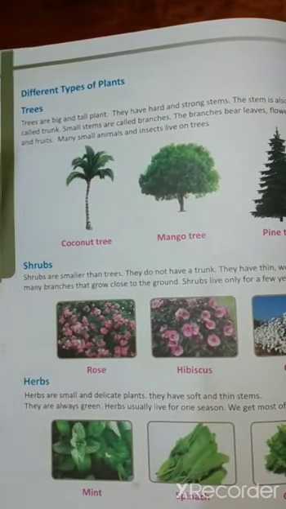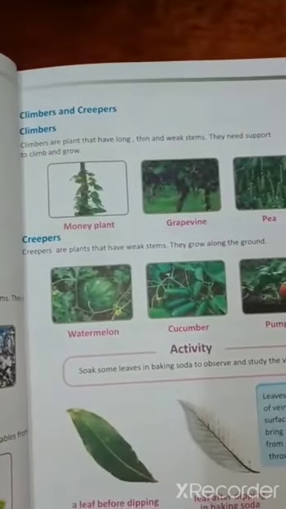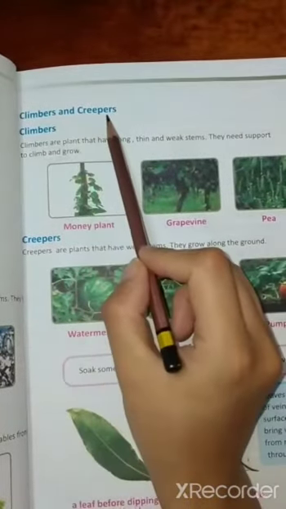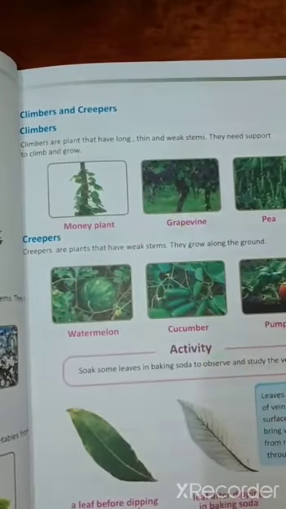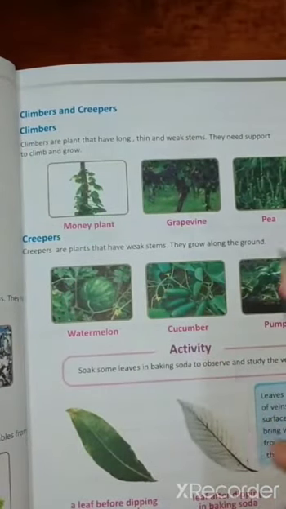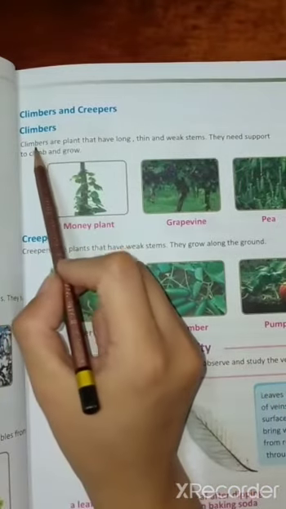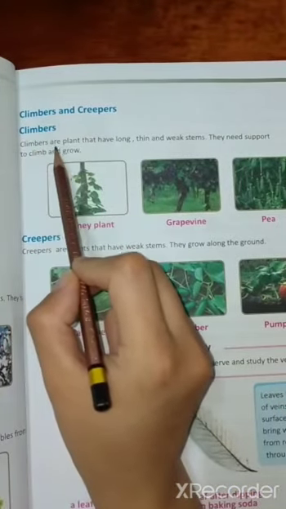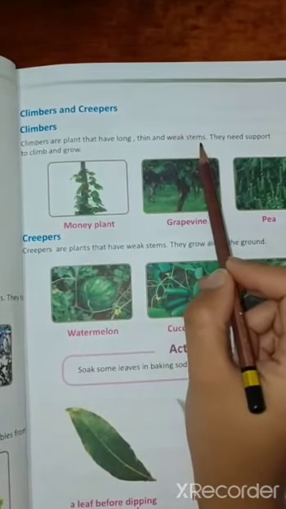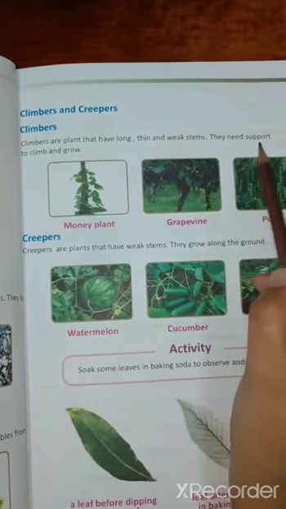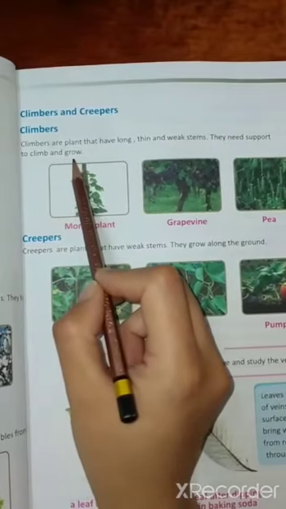Okay, now we are going to read about the climbers and the creepers. Climbers, this is on your page number 23. For that you have to open your book, page number 23. Okay, I'm going to read this. Climbers are plants that have long, thin and weak stems. They need support to climb and grow.